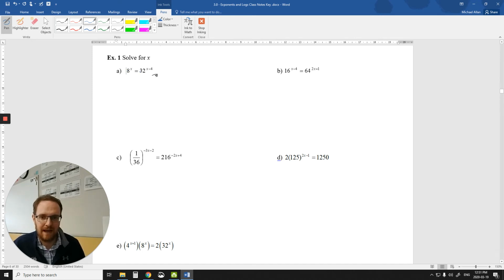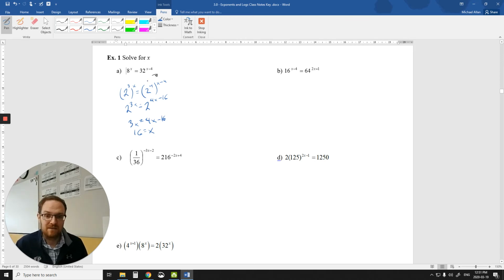All right, so looking at 8 and 32 is a little bit easier to solve. So I can say this is both base 2. So I can change 8 to 2 to the power of 3, and that's going to be an x there. And I can change 32 to be 2 to the power of 4, x minus 4. So here we have 2 to the 3x, and then 2 to the 4x minus 16. Because the bases are the same, now we can drop our bases and then solve. So I'm going to just move the 16 to this side and the 3x to the other side, because I just like to have positive numbers. So x equal to 16.